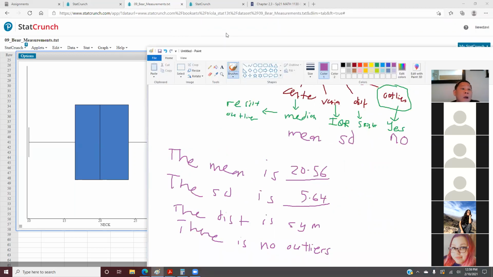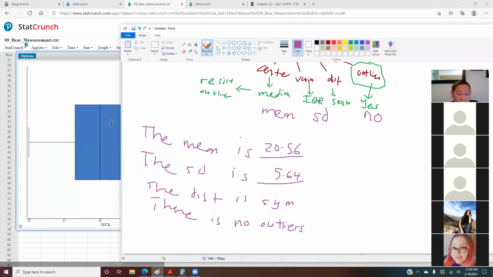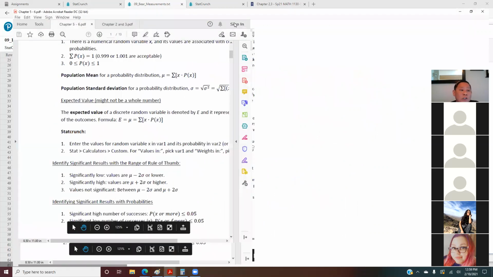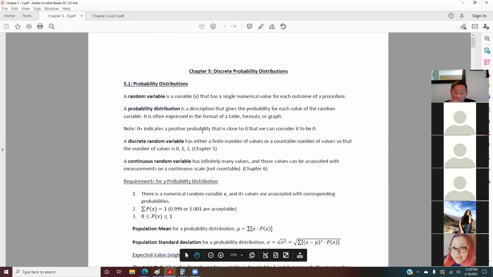Okay. All right, so today we're gonna start chapter 5. We need to move on here. So please do this and submit your homework to me. So what is in chapter 5? Chapter 5 is what we call discrete probability distribution. What is a probability distribution? A probability distribution is where you have a random variable x that has a numerical value for each outcome.